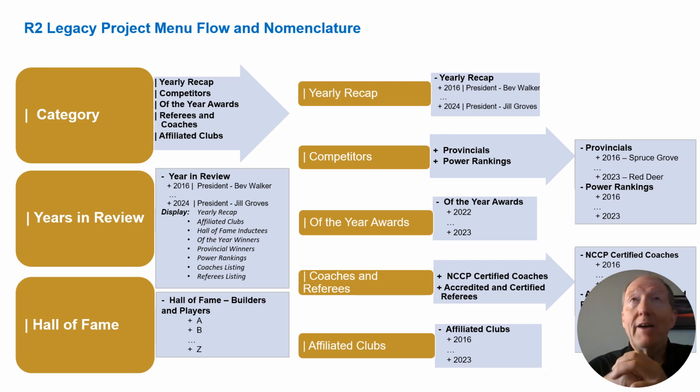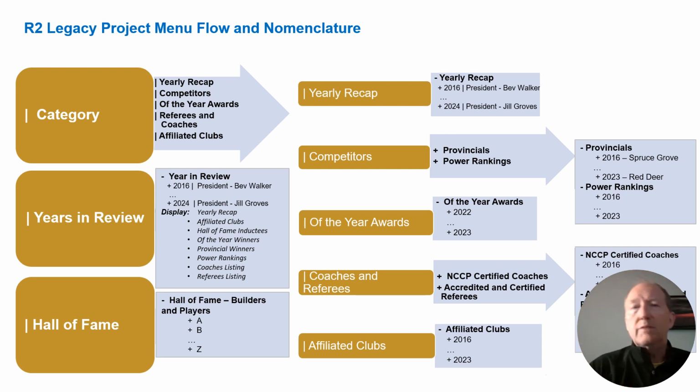2018, I think we had 5. By the time we get to 2023, I think we have over 100. But again, it keeps building, and those are all in separate tabs in the spreadsheet. So you'll just be able to populate that whenever that menu item is selected in our web system. Same thing for affiliated clubs.